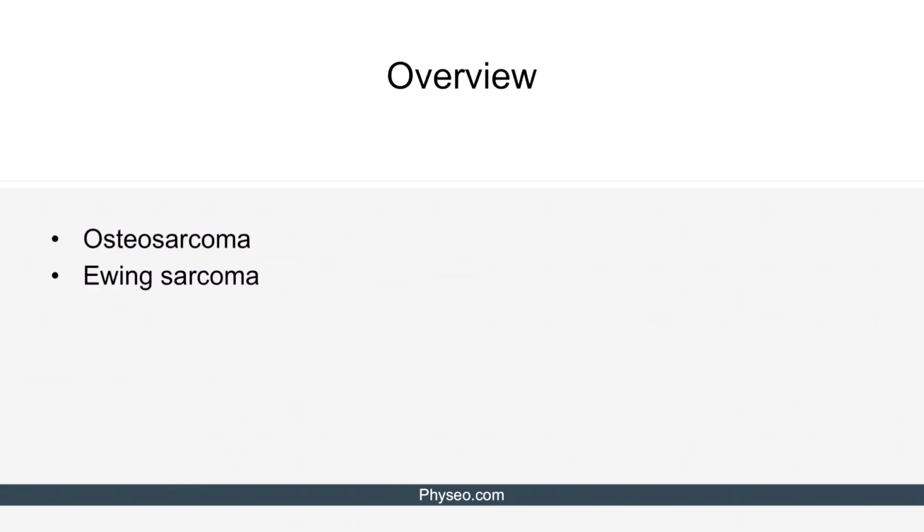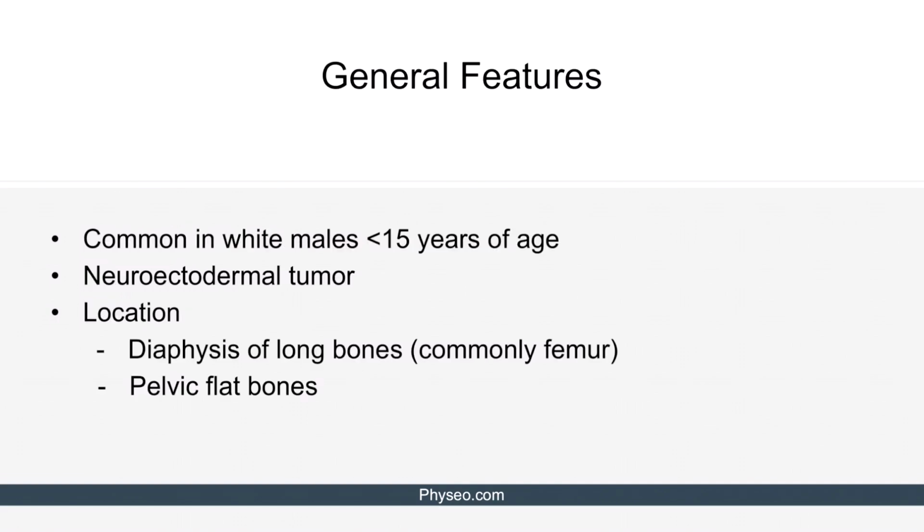Okay, now let's discuss Ewing sarcoma. With regards to Ewing sarcoma, we'll be discussing general features, diagnosis, and management. So let's begin with some general features. Ewing sarcoma is common in white males less than 15 years of age. It's a neuroectodermal tumor. Ewing sarcoma is located in the diaphysis of long bones, most commonly the femur. However, it can also be located in the pelvic flat bones.